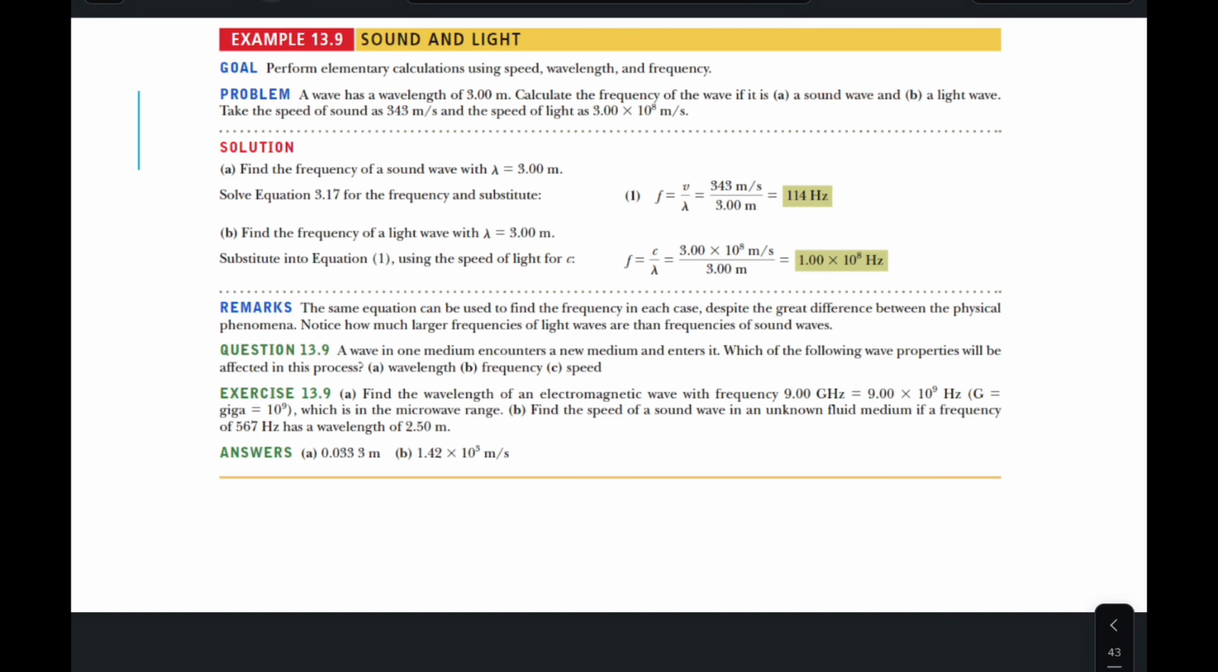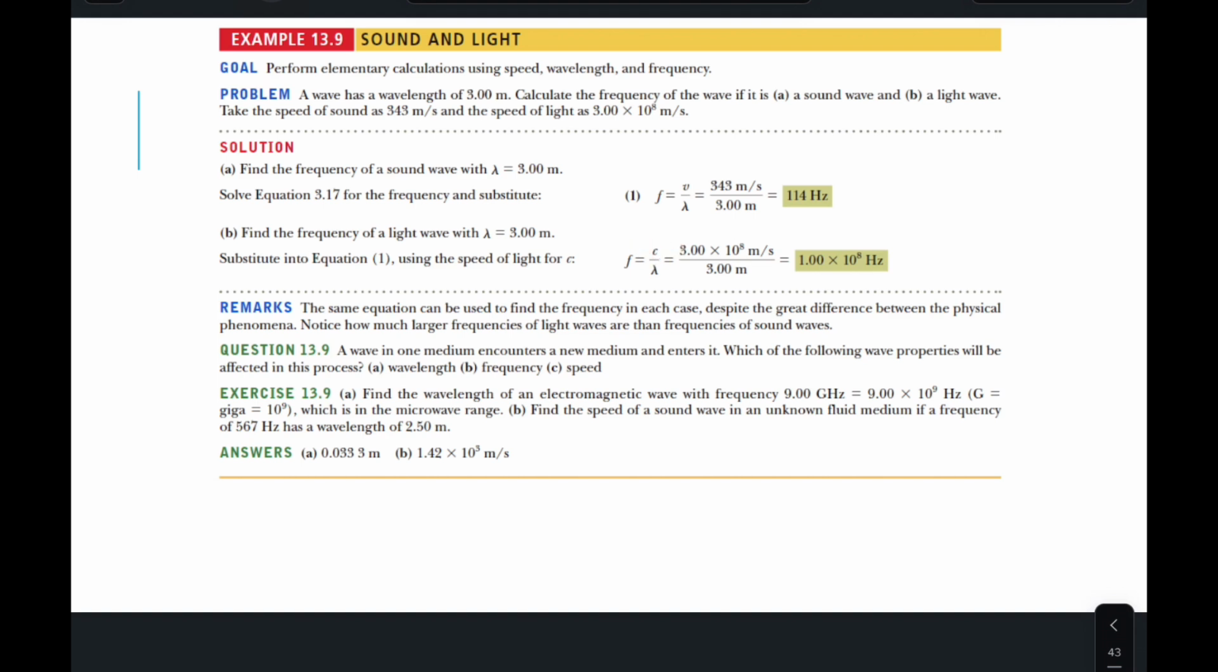Since we know that v equals lambda f can be used for a mechanical wave or an EM wave, we can solve it with this equation. Very simple, straight to the point. So v equals lambda f, to get f, v over lambda, so you will have 114 Hertz for the sound. Then for part B, you want to figure out the frequency.